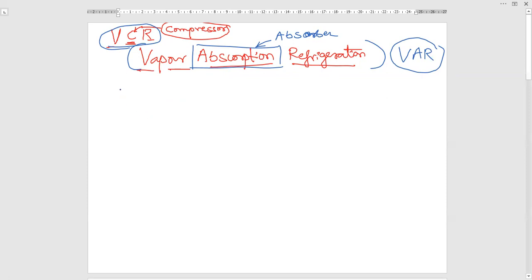The first component is the evaporator. Evaporator is also called the cabin. We have to place an evaporator where we need to cool the system. For example, you are going to reduce the temperature of any system, where you need to install that cabin, because refrigeration is a process of reducing the temperature of the system. So the first part is the evaporator, also called the cabin.